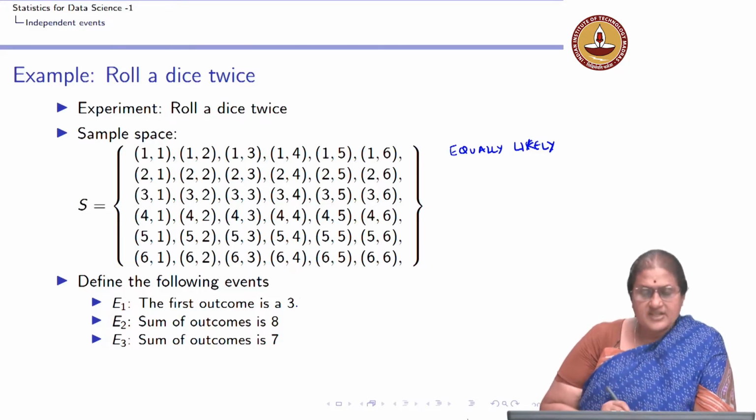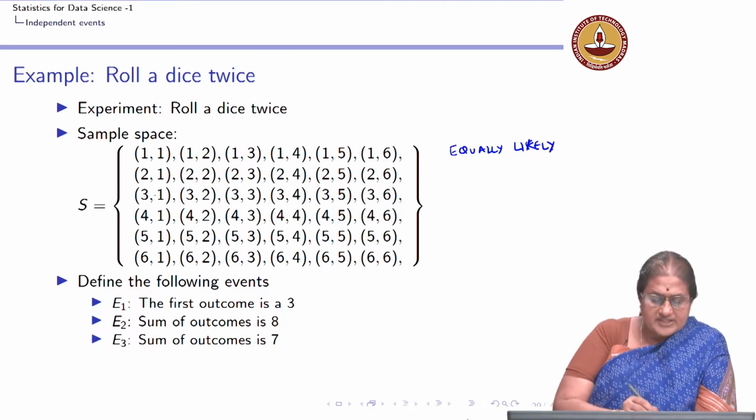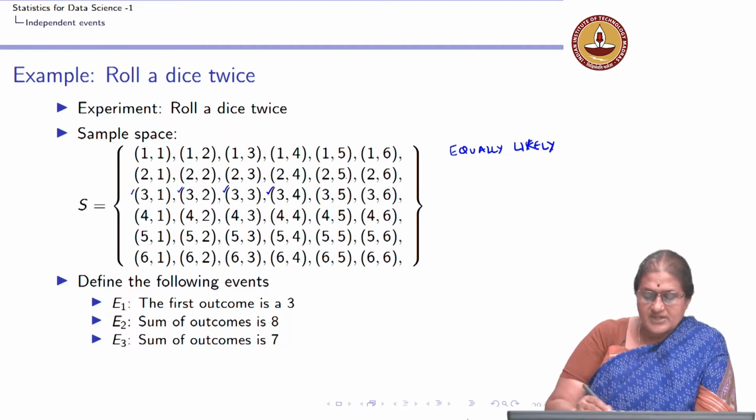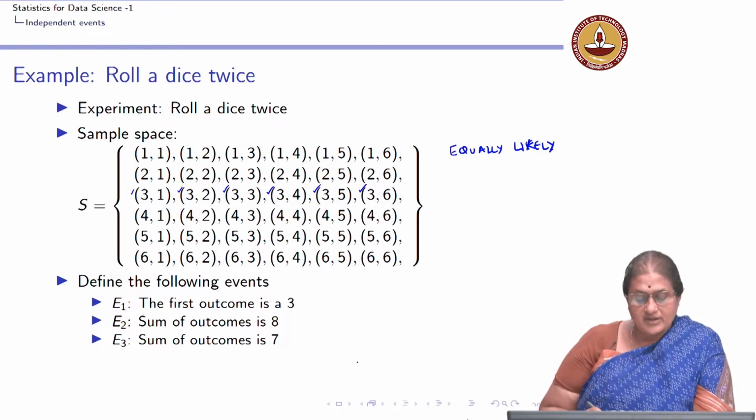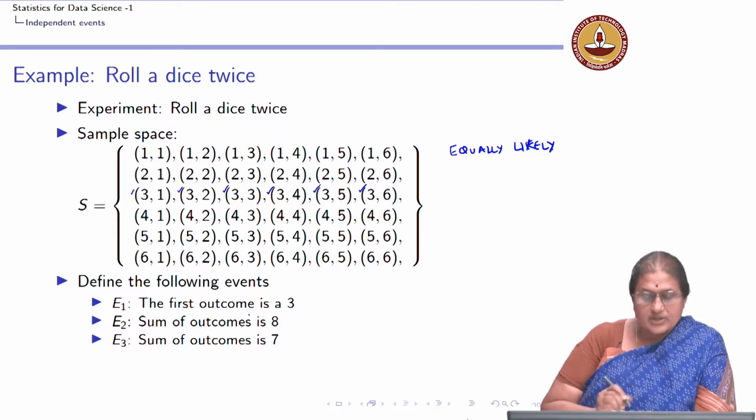E1 is the event that the first outcome is a 3. So, we can see that these outcomes, namely 3 1, 3 2, 3 3, 3 4, 3 5 and 3 6, are the outcomes in my event E1.